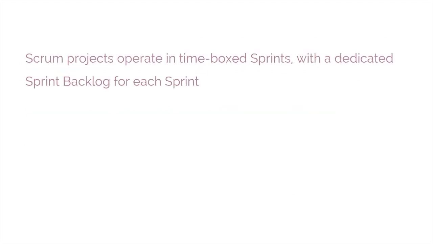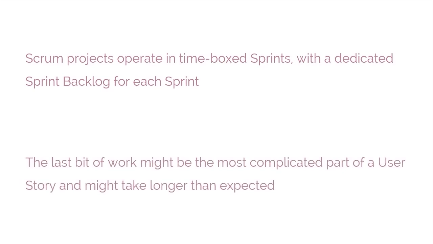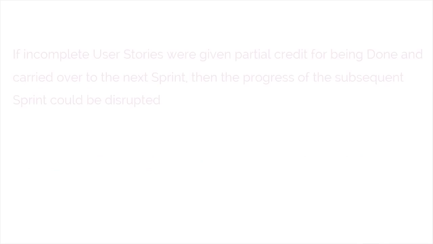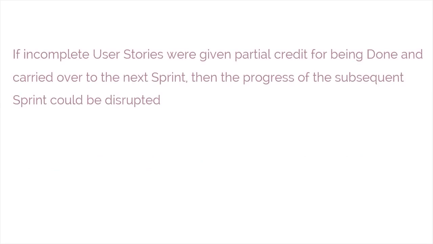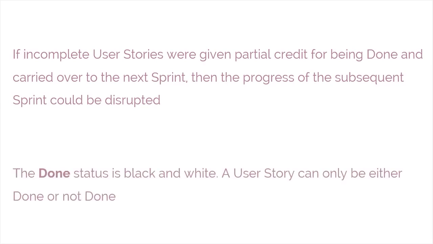Scrum projects operate in time-boxed sprints, with a dedicated sprint backlog for each sprint. Often, the last bit of work might be the most complicated part of a user story and might take longer than expected. If incomplete user stories were given partial credit for being done and carried over to the next sprint, then the progress of the subsequent sprint could be disrupted. Therefore, the done status is black and white. A user story can only be either done or not done.